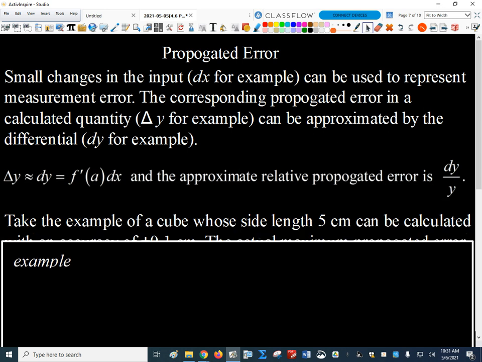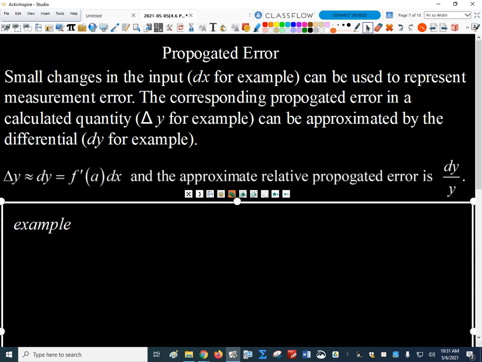Like, what's my example here? Okay, I won't mess with that for a second.